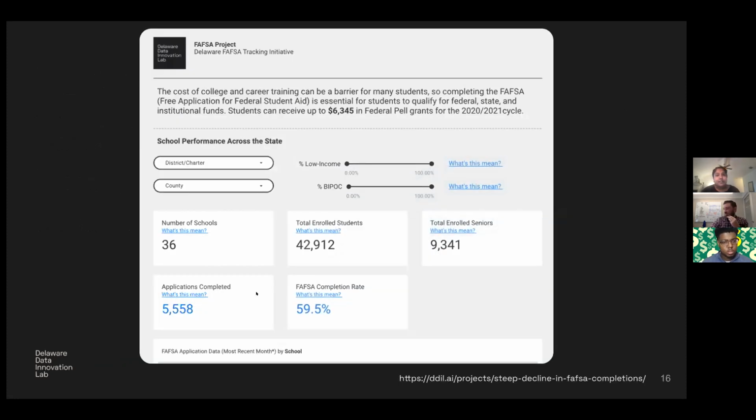So this is a screenshot of what the dashboard looks like. There are multiple views and I'm about to take you through it.